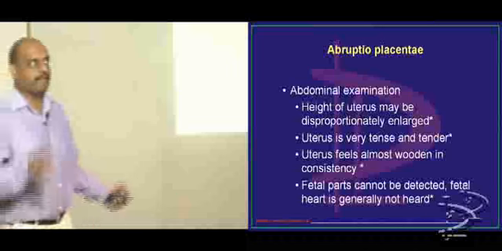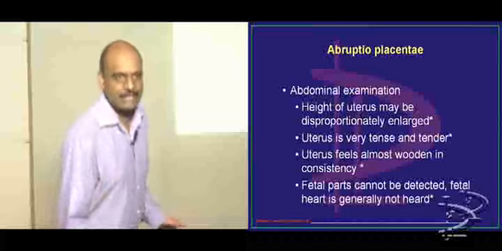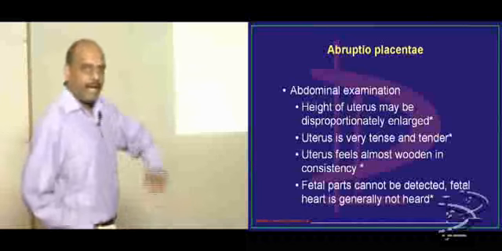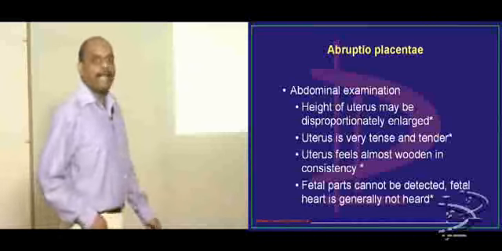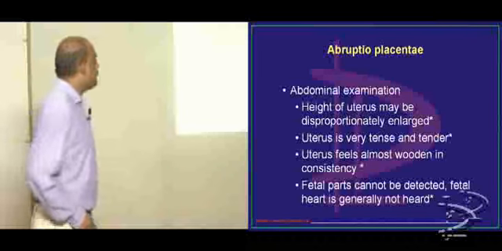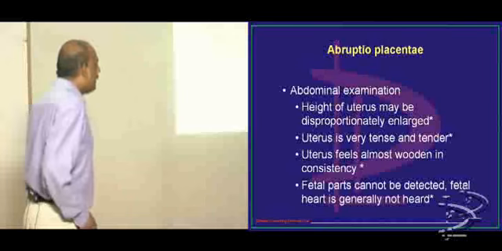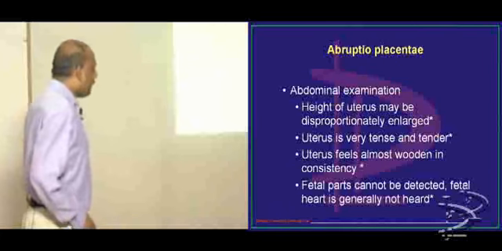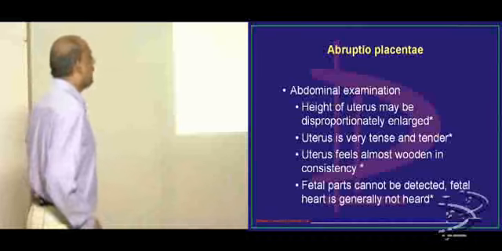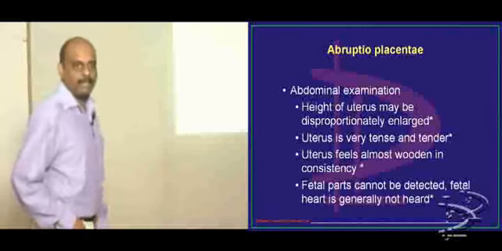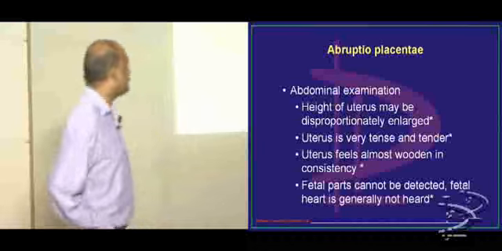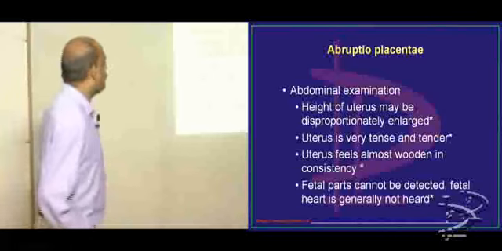So finally, doctor, in concealed hemorrhage, otherwise called abruptio placentae, what you need to remember is, if you do the abdominal examination, the height of the uterus is disproportionately enlarged. And the uterus is very tense and tender, and it is very wooden in its feeling and in its consistency. Fetal parts cannot be detected because all that blood, as a thick layer, will prevent you from palpating, and fetal heart sound cannot be heard. They are all considered to be the cardinal features in the case of abruptio placentae, is what needs to be remembered. Let's go to the next question.